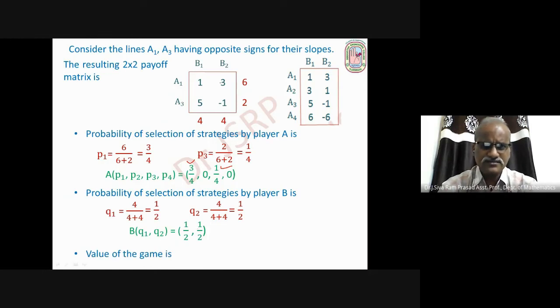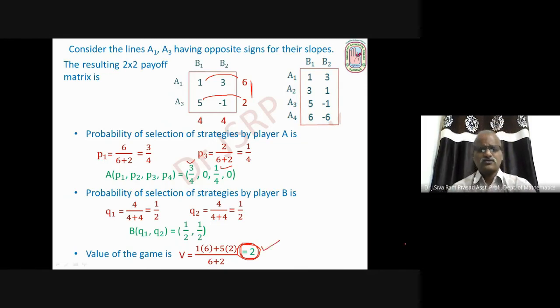Next, the value of the game with respect to the first column is 1 into 6 plus 5 into 2 by 6 plus 2. Okay, so 2. So observe in the previous combination we got the value of the game is 2. Here also the value of the game is 2. So the objective function value should be the same, whatever the number of optimal solutions. Okay, so here the selection of strategies and probabilities change, but the value of the game is the same in each optimal solution. Okay, so this is the way to solve an m by 2 game using the graphical method.